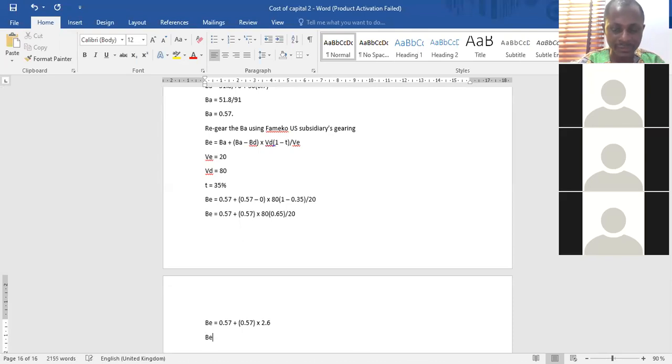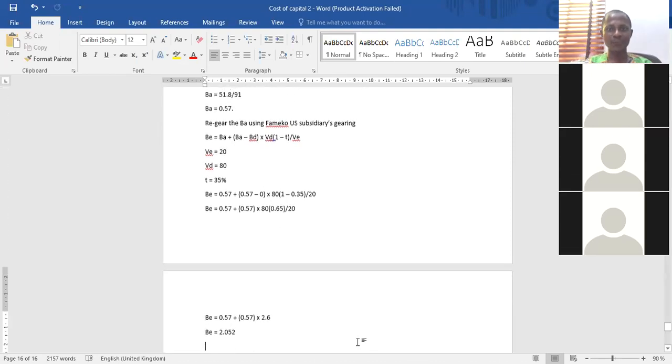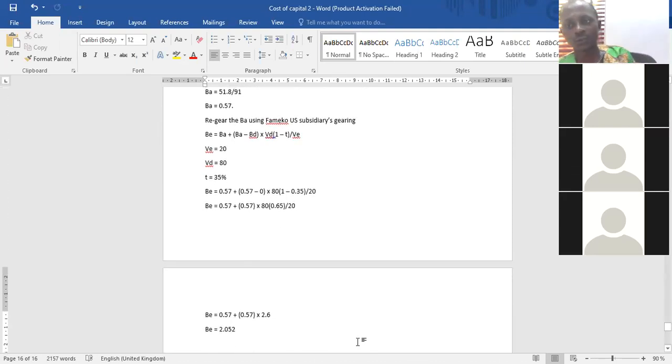So multiply this and add. We have beta of equity equal to 2.6 times 0.57 plus 0.57. We have 2.052. That is the beta of equity of the Fameco US subsidiary.